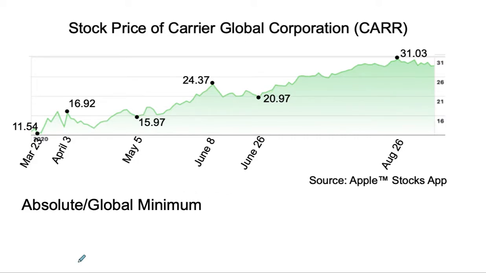Now, for the global, we have to think about the entire graph. In this case, what is the absolute global minimum value of this stock from its beginning when it broke off until just recently? We can see that the lowest price is happening at March 23rd. $11.54 is the absolute or global minimum price for Carrier Global Corporation over its entire lifespan. Now let's take this and apply it to a traditional function you might see in a math class.